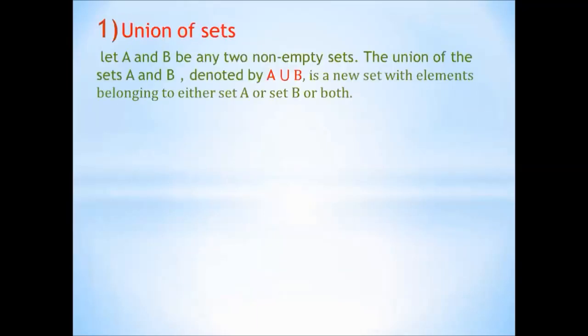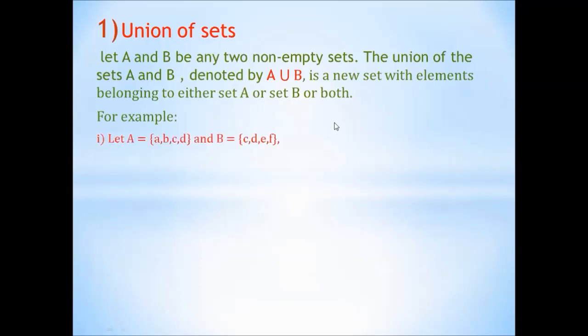Now, union of sets. Let A and B be any two non-empty sets. The union of the sets A and B is denoted by A union B. Look, I have written A union B in red color. This symbol is called union, or you can say cup also. A cup B is a new set with elements belonging to either set A or set B or both. Let's go through an example.